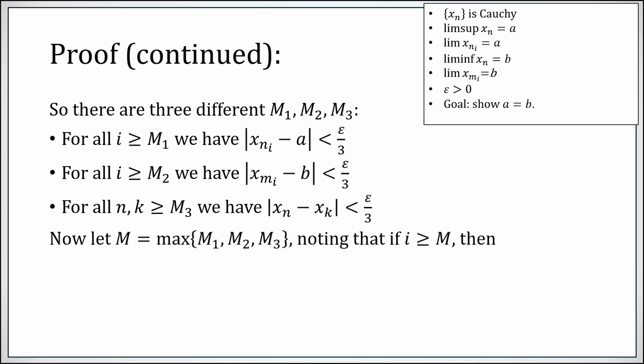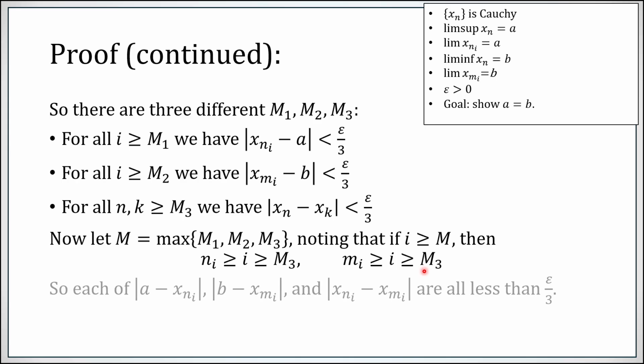Now let capital M be the largest of all three, and note, if i is at least as large as M, then n sub i is always at least as big as i, so n sub i is as big as M3. m sub i is at least as big as i, so m sub i is at least as big as M3. So we have three different things here. We are past a certain index for which all of these inequalities hold, meaning x sub n sub i is within epsilon over 3 of A, x sub m sub i is within epsilon over 3 of B, and x sub n sub i and x sub m sub i are within epsilon over 3 of each other.